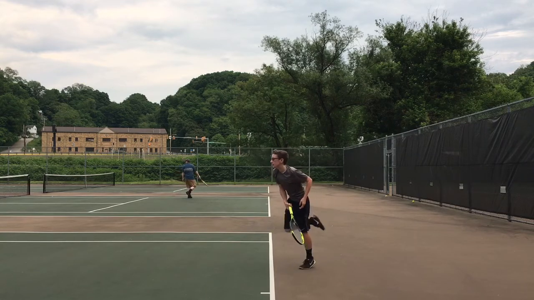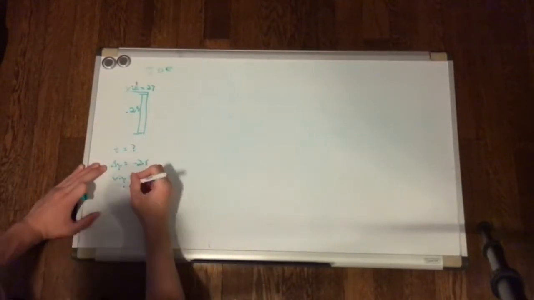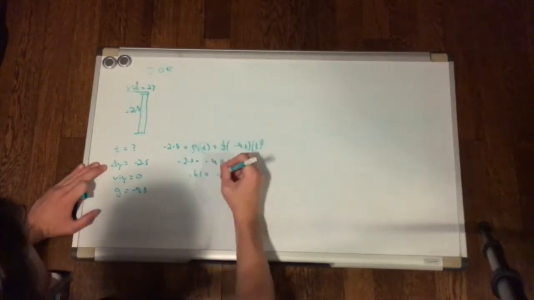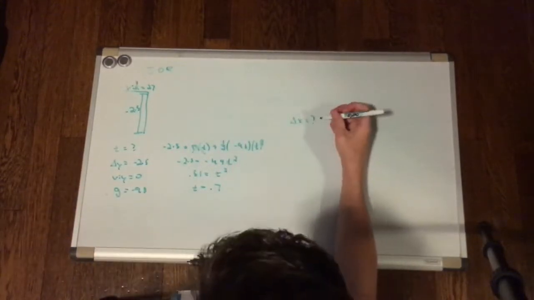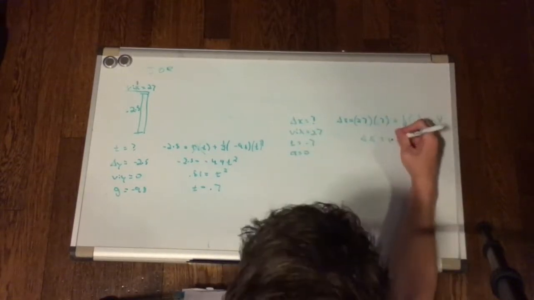Since we couldn't use a protractor on this one, I found that the initial x velocity was about 27 meters per second, and that the ball reached a peak of 2.5 meters before I hit it. Using this, I found that the ball was in the air for about 0.7 seconds and traveled about 18.9 meters before hitting the ground.